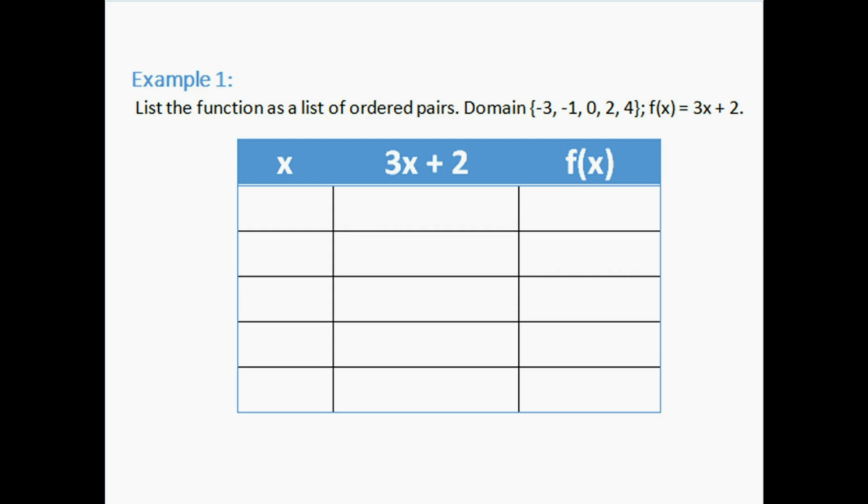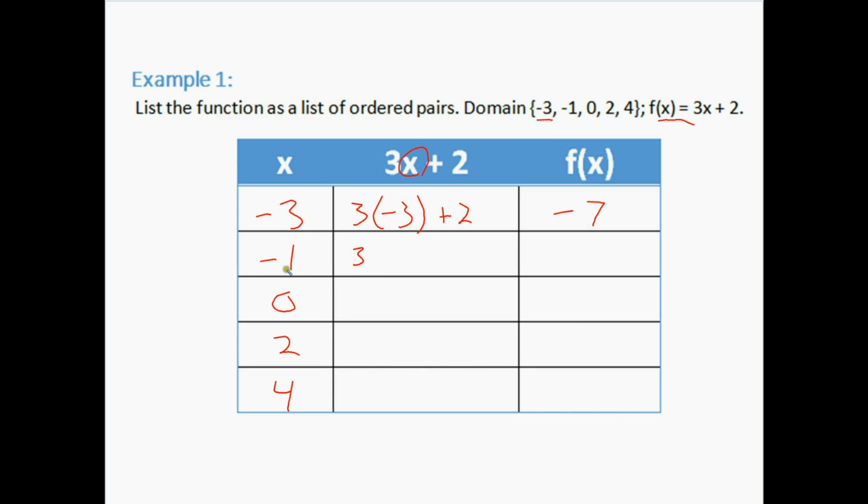So what we have here, it says list the function as a list of ordered pairs. It gives you the domain, and this is your function rule. And so what we're going to do here is we're going to use just these elements here because our domain was given. So we'll put -3 in, and I'll just list all of them, -1, 0, 2, and 4. And what we do here is we put -3 in for x. And so we'll have 3 times x, which is our domain value, that's -3, plus 2. And so -3 times 3 is -9 plus 2 is -7.